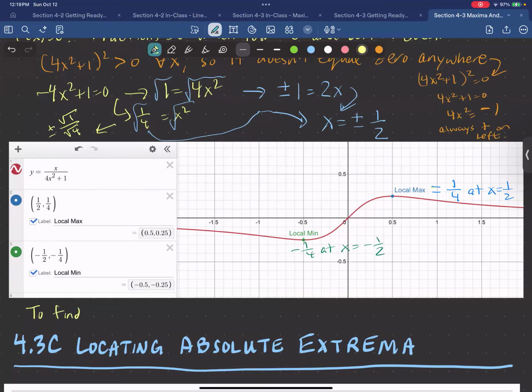To find the y values, plug into your f of x, not f prime of x. F prime of x should give you 0 every time because that's how you found it. All right, so that was locating critical points. The next video will be locating absolute extrema.